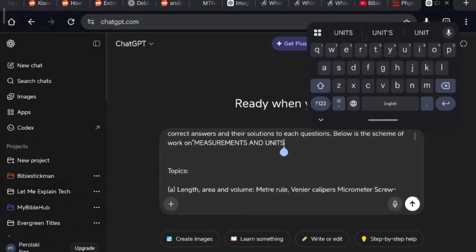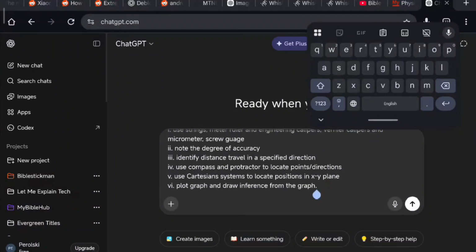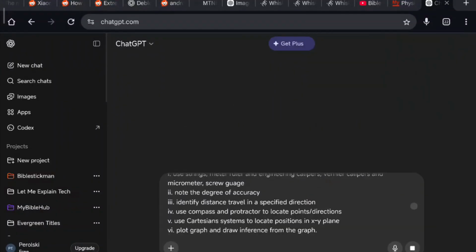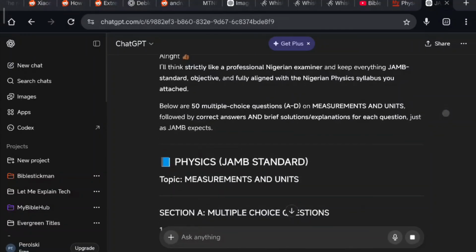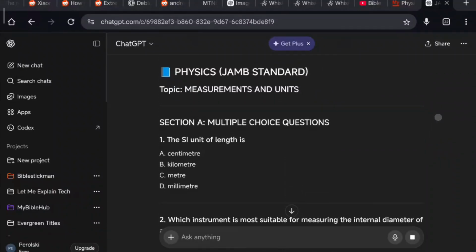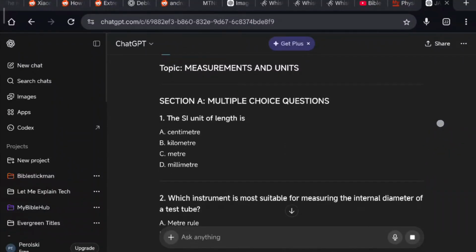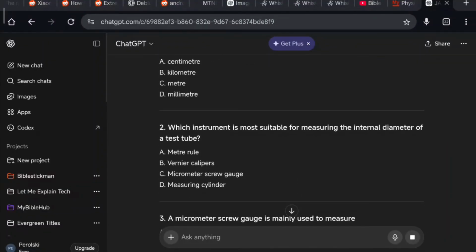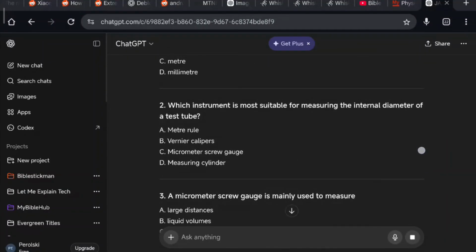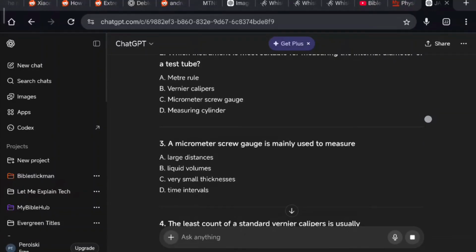You get it now. So with this we are ready to go, right? So let's hit send now. Let's see the magic that this will do for us. Can you see it now? Section A, multi-choice questions. The SI unit of length is... you can see, which instrument is most suitable for measuring the internal diameter of a test tube? Can you see them now?